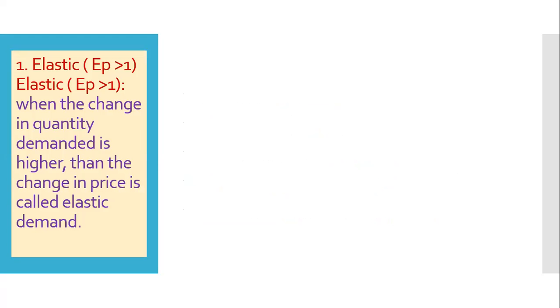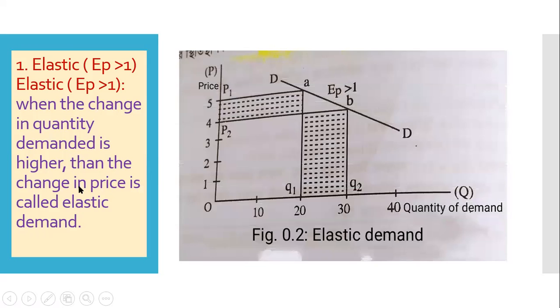What is elastic demand? When the change in quantity demanded is higher than the change in price, it is called elastic demand. That means here the quantity demanded is very much responsive to price change. So whatever the price change, the quantity of demand is changing more than the price change. And so the graph we get is like this.